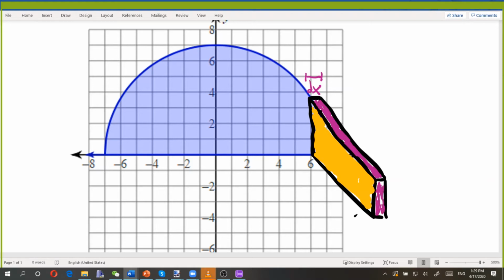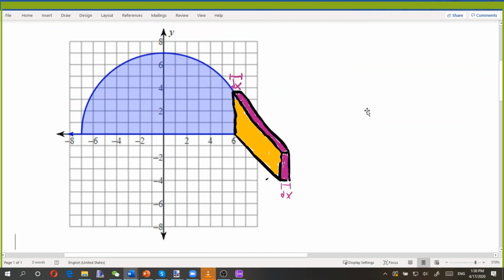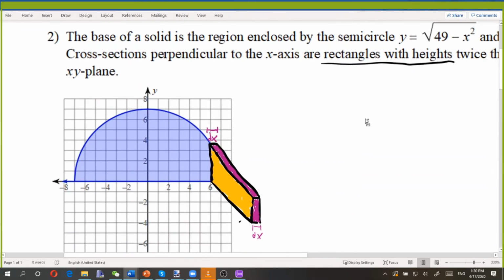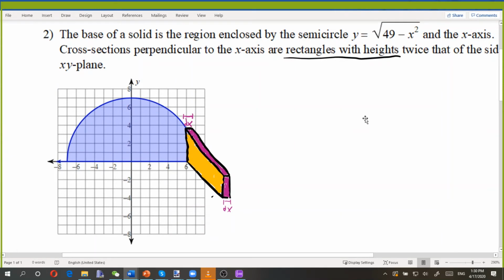Okay, so given that, we were told that we had heights twice that was inside of the xy plane. So the xy plane is my coordinate plane. Inside the coordinate plane, I have this line here.